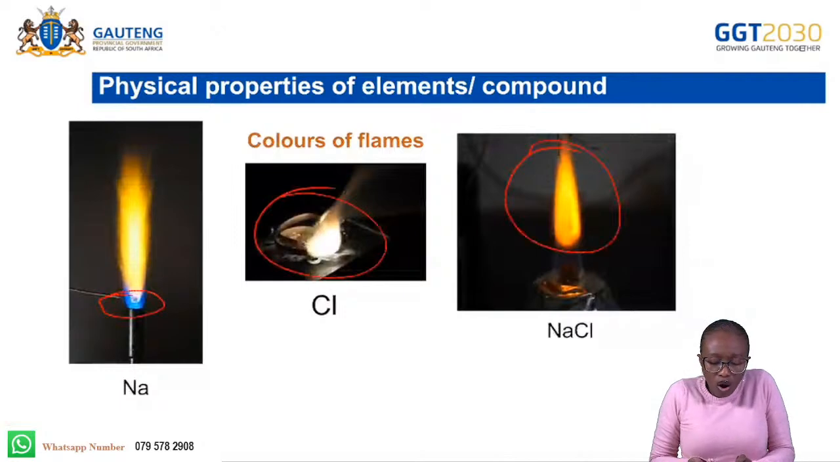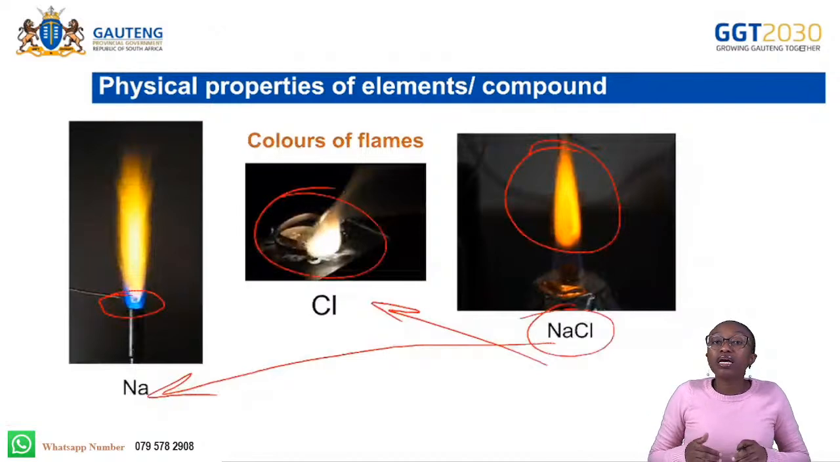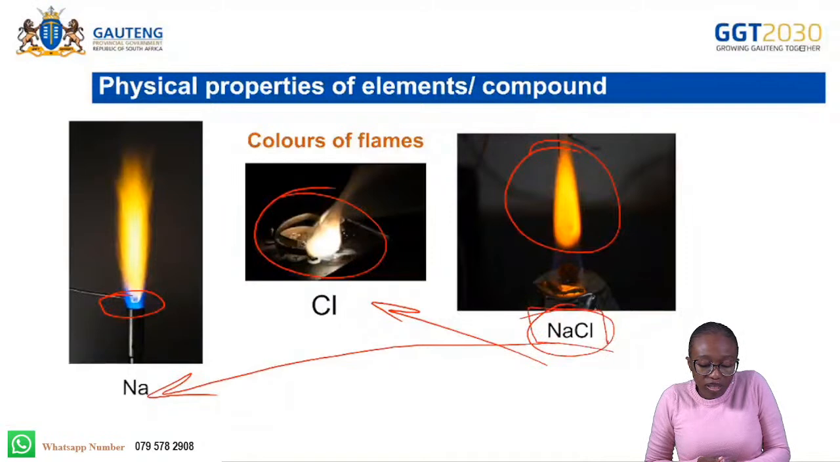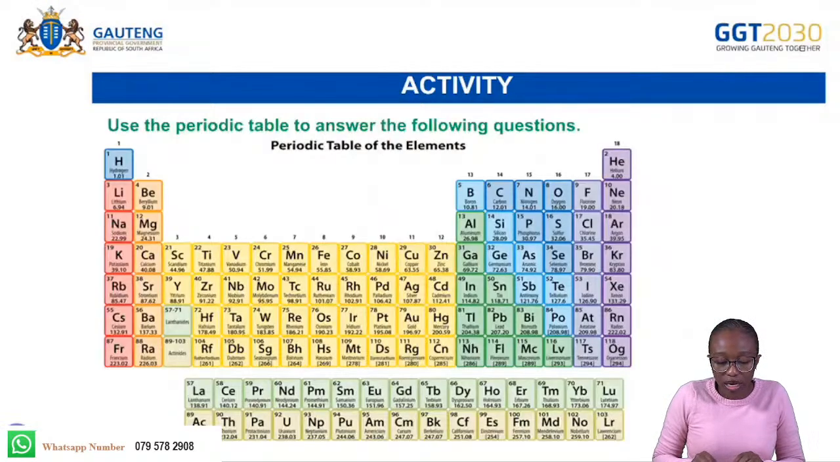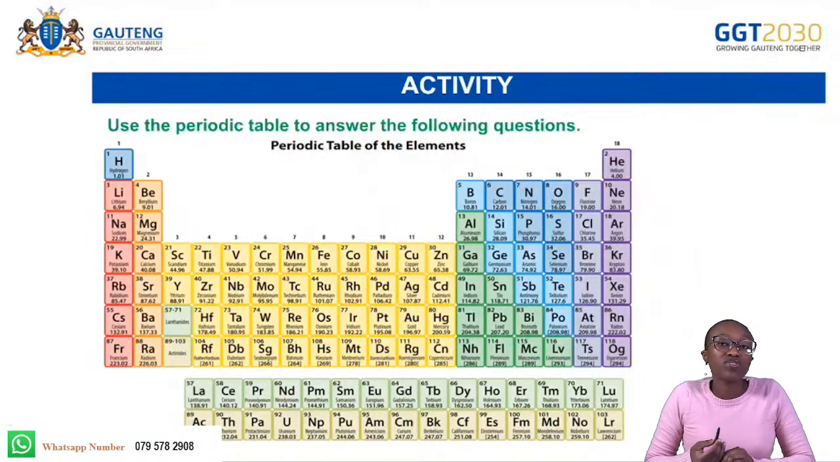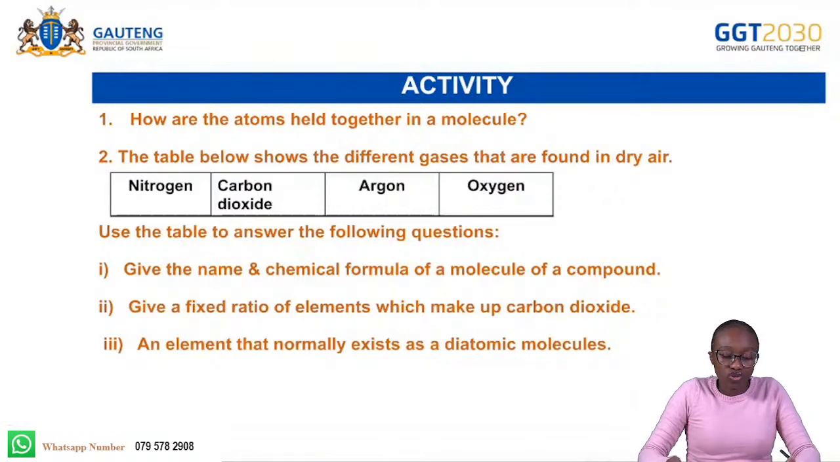So the compound's properties are very different from the properties of the elements that make up the compound. So you see, different elements and compounds have different properties, regardless of what combination you end up with. Okay, now we're going to do an activity, and this activity requires you to use the periodic table to answer the questions. So here are the questions.